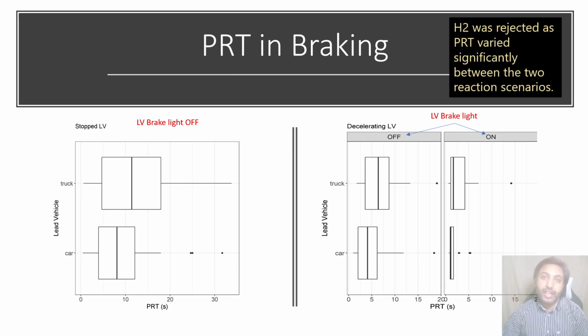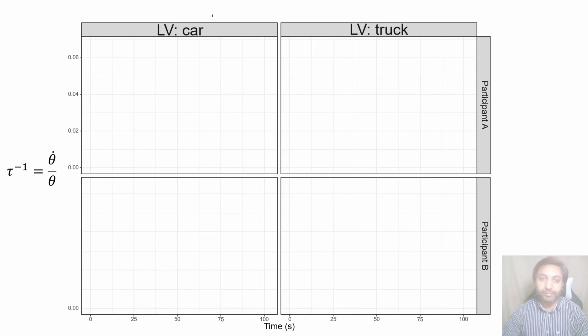Therefore, we rejected hypothesis H2 that suggested that PRT varied significantly between the two reaction scenarios. If the PRT was a driver-specific property, then the distributions should also be similar in two different scenarios. Instead, we found that the evidence accumulation concept could very well explain the findings in this study.